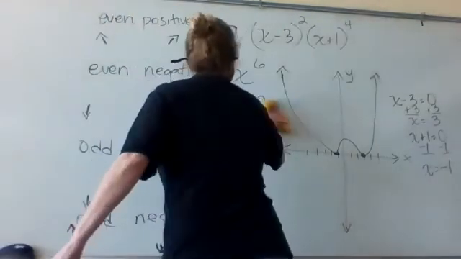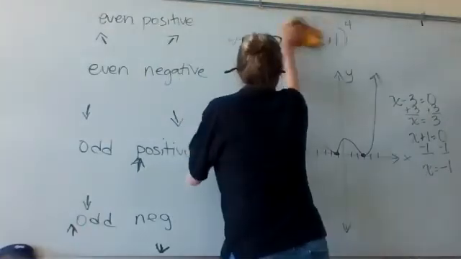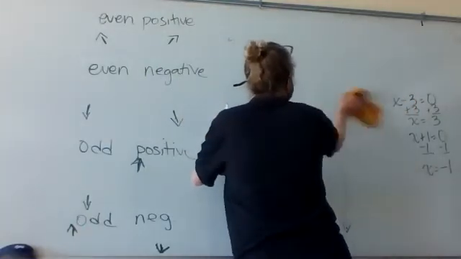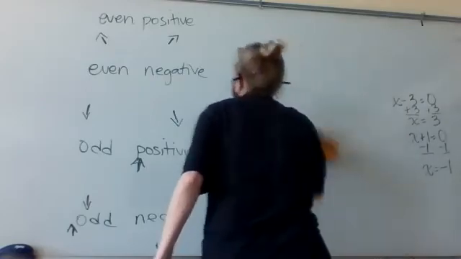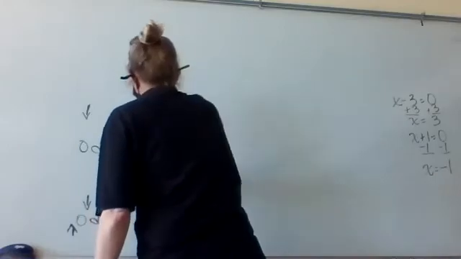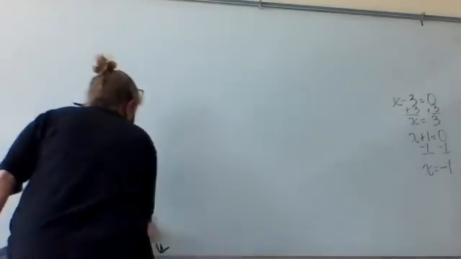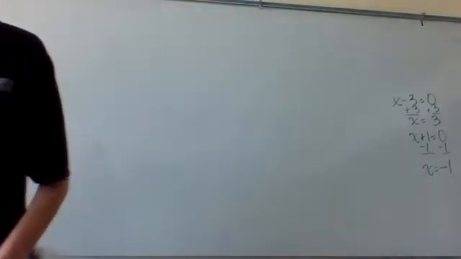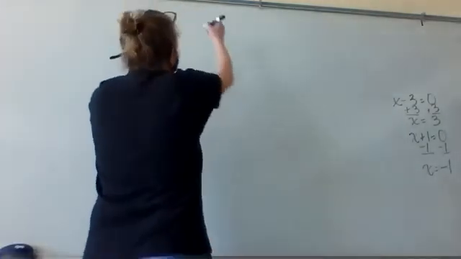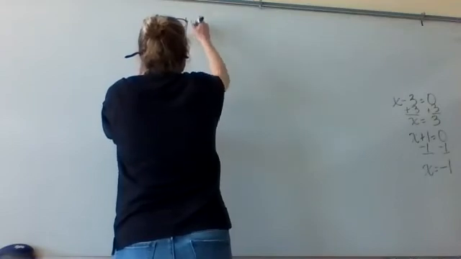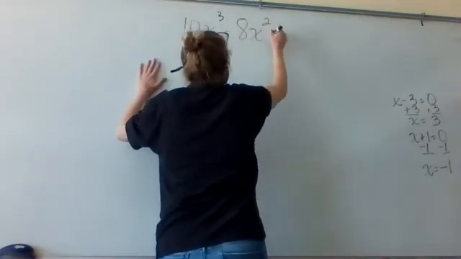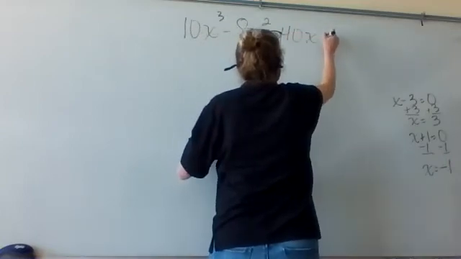And last one. Oh, I just erased it. Go ahead. 10x to the third minus 8x squared minus 40x plus 32.